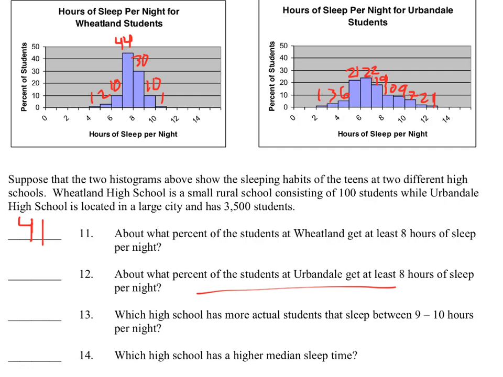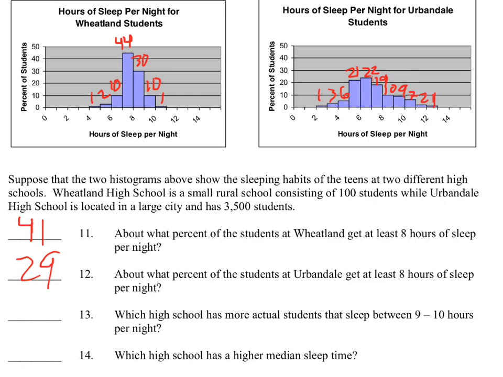And then what percent of Urbandale get at least 8? Let's see, 8's here. Let me add those up. 10 plus 9 is 19, plus 7 is 26, plus 2 is 28, plus 1 gives you 29. And then it brings us to 13, which school had more actual students. That's up between 9 and 10 hours per night. That would be just this 9 here, and then the 10 here.